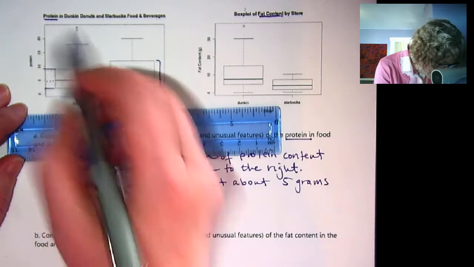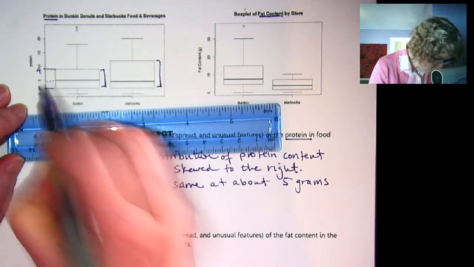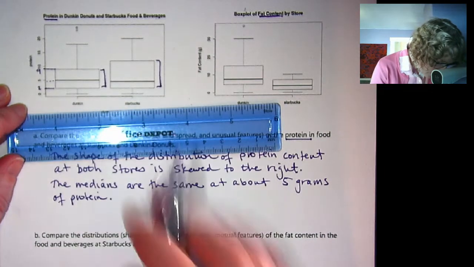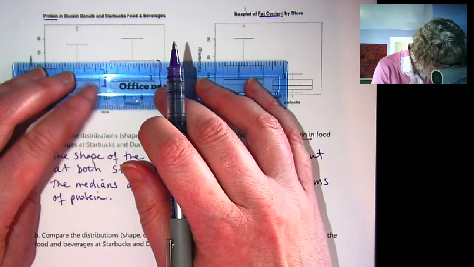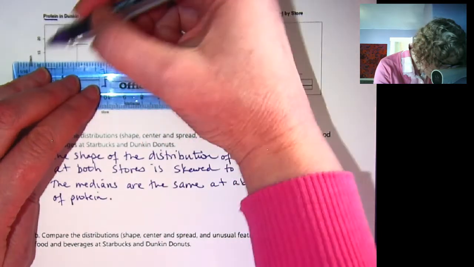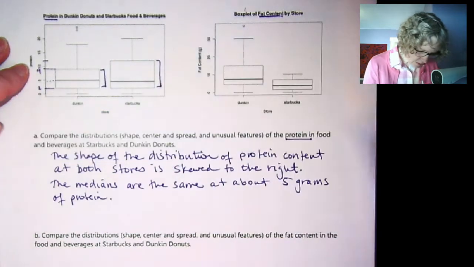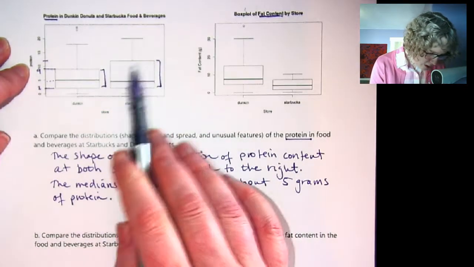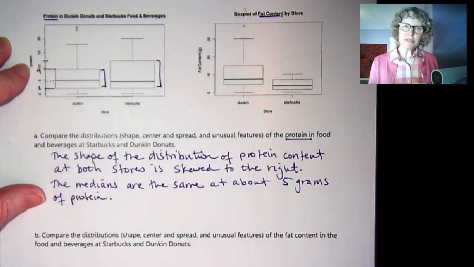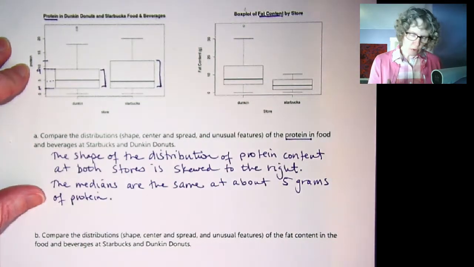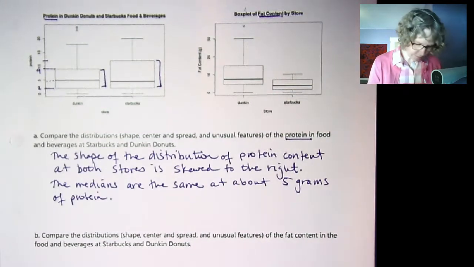Let's say that looks like 9 and that looks like 2, versus this one, which I'd say is the same, but it goes up here to about 12. Okay, so the point is Starbucks has a larger spread than Dunkin' Donuts. So they have about the same median, middle point, but Starbucks has a little more variety in terms of protein.